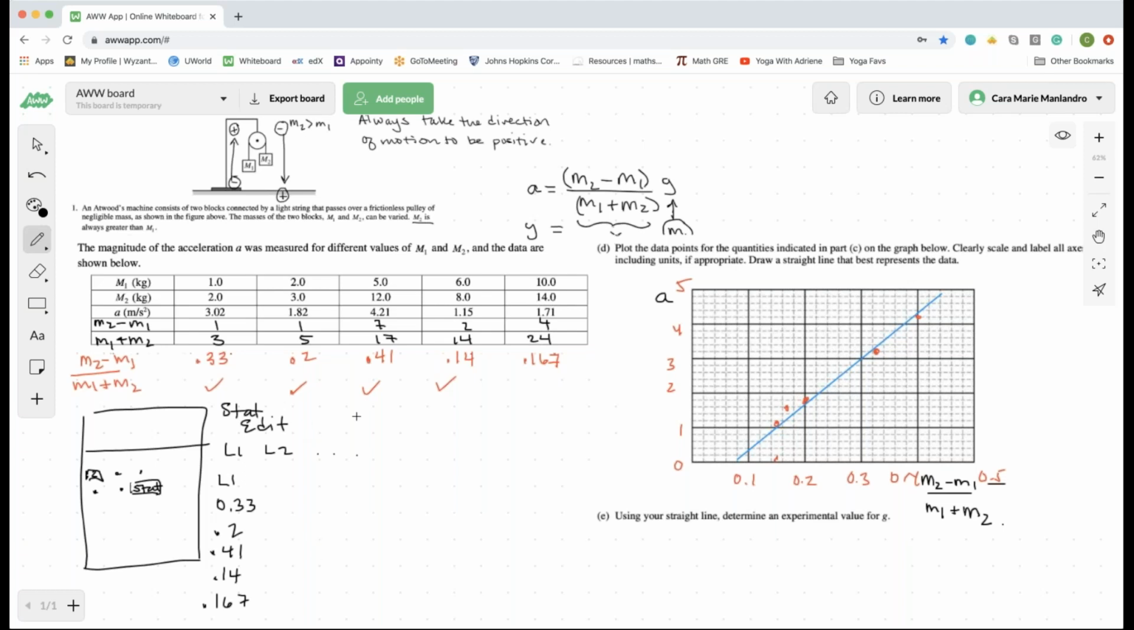Okay, so I have 5 numbers in list 1, and then I'm going to scroll over and do the same thing in list 2. I'm going to put the accelerations. It's really good to go in order; you're going to get results that are messed up if you don't. So 3.02, 1.82, 4.21, 1.15, and 1.71. Now we should have lists 1 and 2 all populated. Is everybody with me?